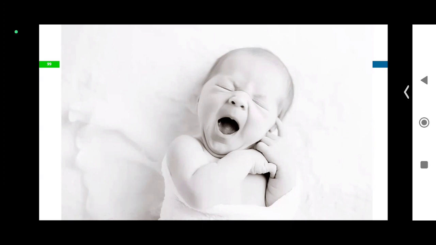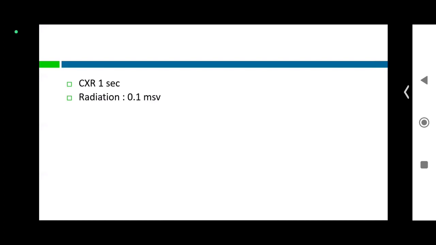So next time when you see, you will be able to definitely answer or at least find out what the pathology or what the findings are. Once you know the findings, you will be able to make out what the probable pathologies are, give differentials and manage the child. X-ray, you can take it in 1 second.